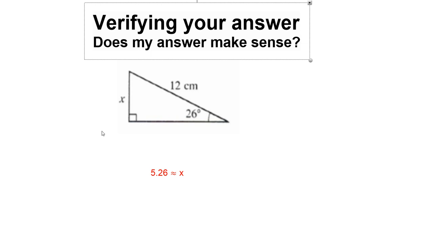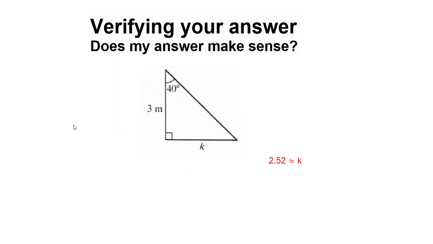In this example, we know that your reference angle is 26 degrees. So that, again, it's got to be smaller than the hypotenuse. If you really wanted to check, you could find your other angle by subtracting from 180 degrees and find that side length, which should be longer than 5.26. And again, I always like to say it's kind of in the ballpark of that 12 centimeters. You notice you didn't get 52.6, which might be an error.